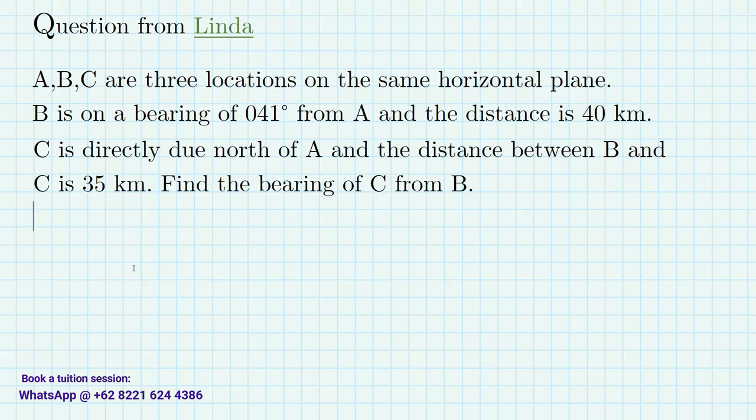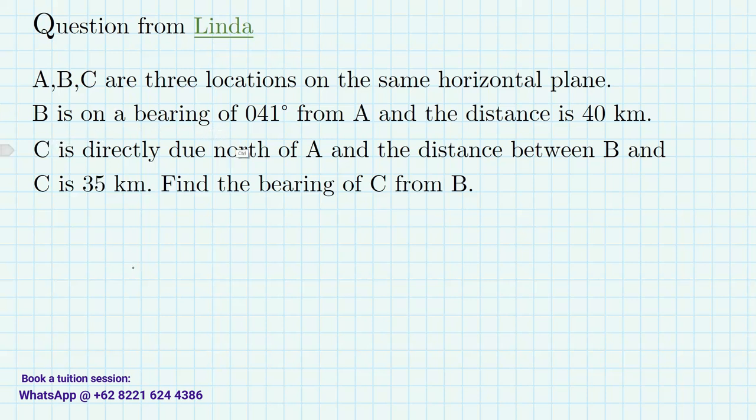So A, B, C are 3 locations on the same horizontal plane. This sentence basically is trying to say that all the points A, B, C are located on the same level of height. So you can think of all these 3 points as being on the same level, for example, on the ground, right? They all have the same height. So this is just a 2-dimensional problem, not a 3-dimensional problem, okay?